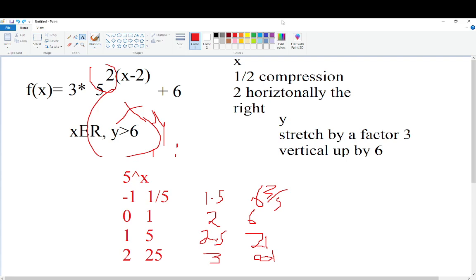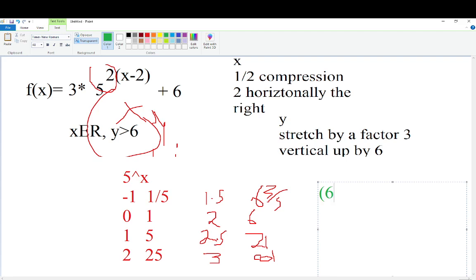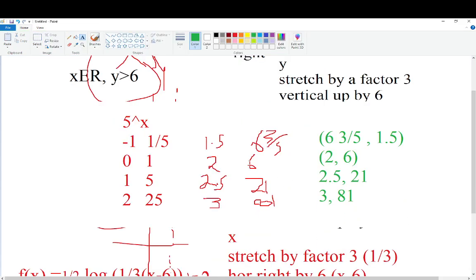To find my points on my new graph, this is what I reverse. My mistake. You go 6 3/5, comma 1.5, 2, 6, 2.5. Oh, yeah, I got it. 2.5, 21, and 3, 81. Might have made a math mistake in there somewhere, but I don't think so. So 6 3/5 is just to the right of my new asymptote, 1.5.